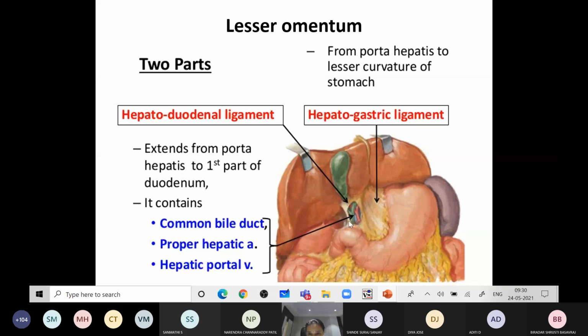Okay. This is the right free margin of the lesser omentum. This is free. It is not attached anywhere. And within this free margin of the lesser omentum, we have three structures: the common bile duct, hepatic artery, and the portal vein. Bile duct is present on the right side. Hepatic artery proper is present on the left side. In between these, behind, is the portal vein. So these three structures are there in the right free margin of the lesser omentum.